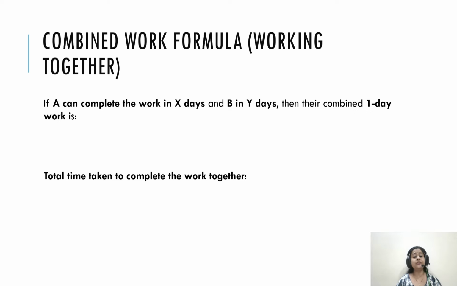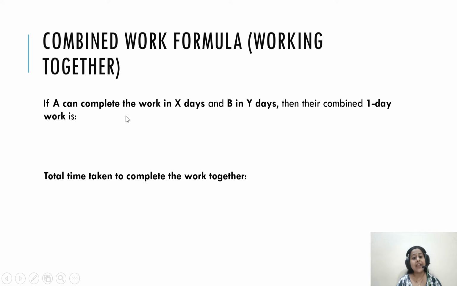Now, to find out the total time taken to complete the work together, we first need to find out the combined work performed by them in one day. So, how much is the combined work performed by them in one day? It is just the summation of their efficiency rates.